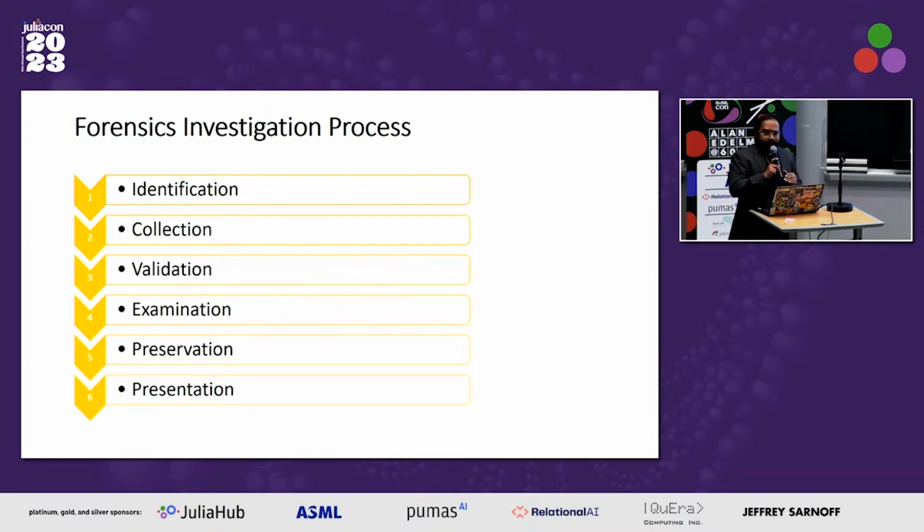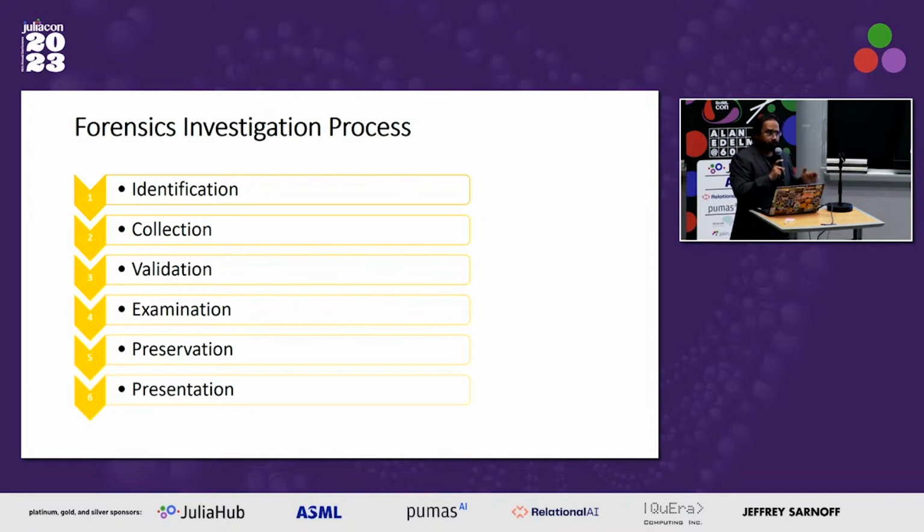Next comes the examination. In this step, the investigation officer performs the analysis of the information, tries to find pieces of evidence, and tries to correlate these different pieces. Next is the preservation. Preservation is also very, very important.